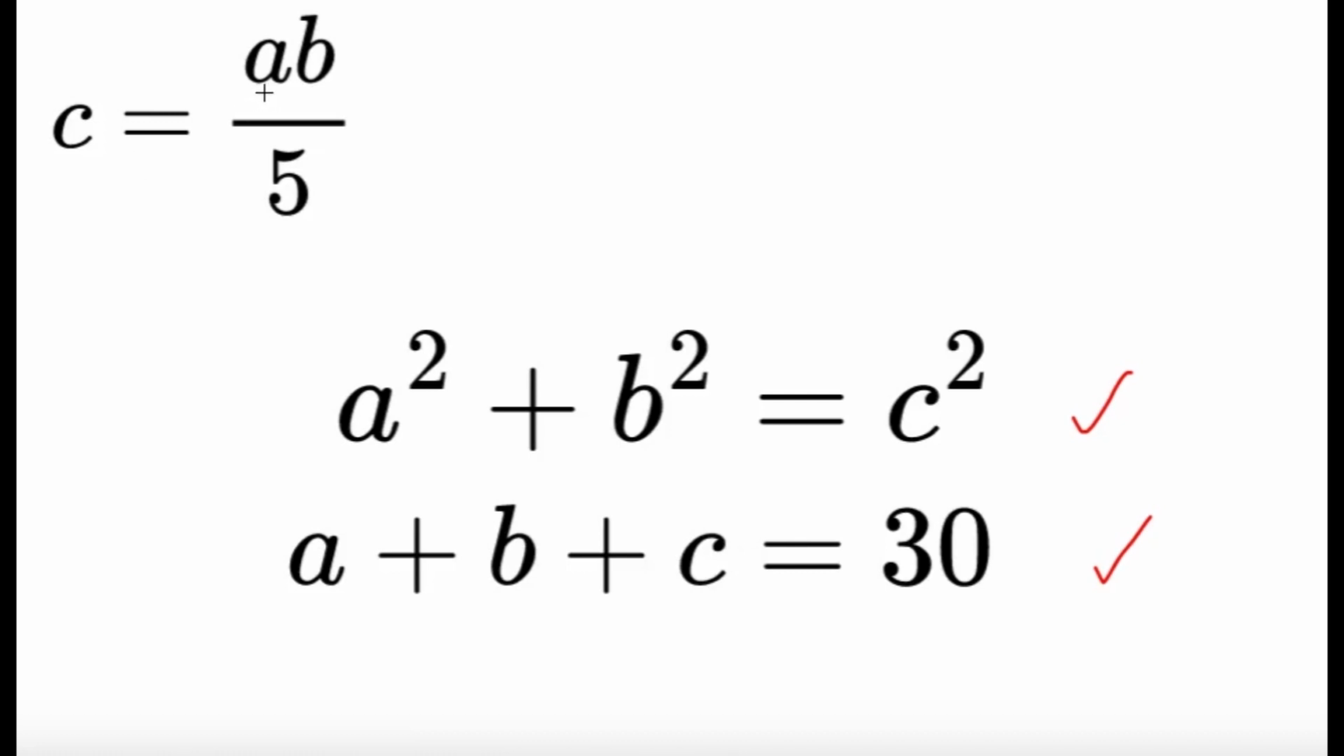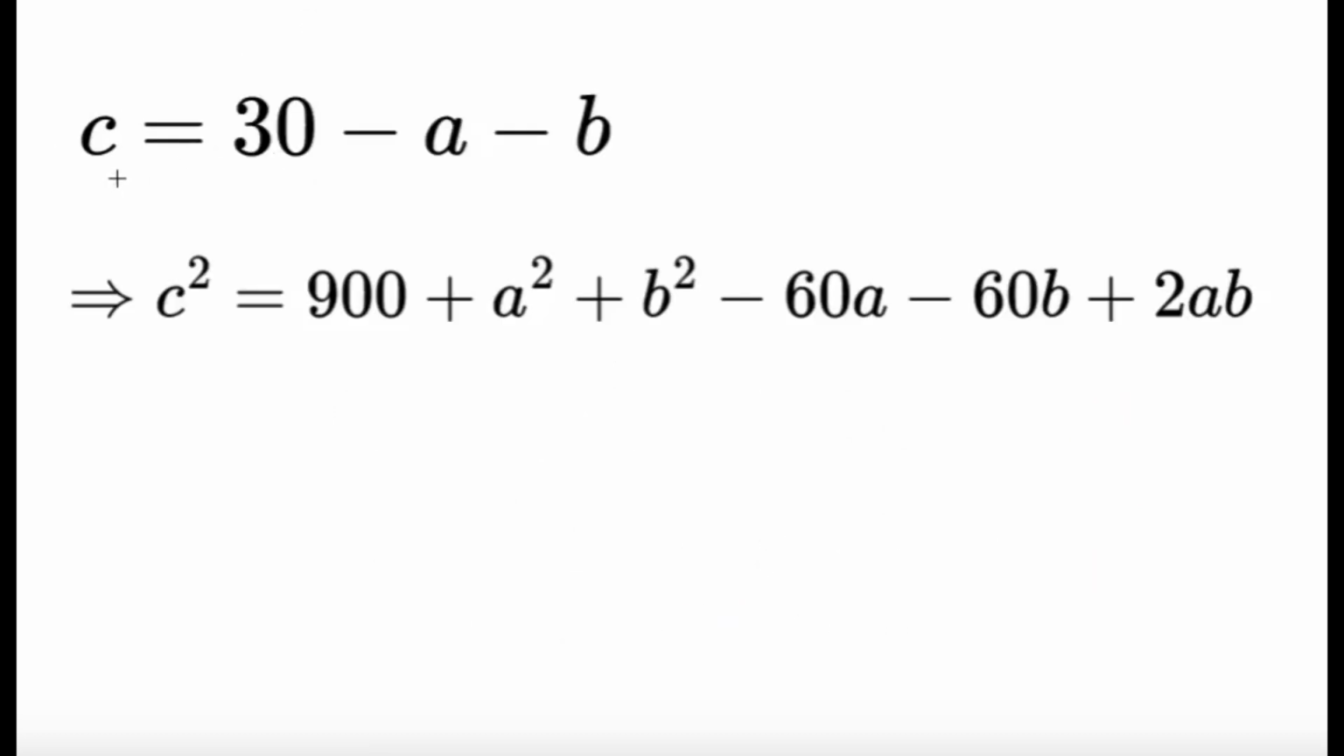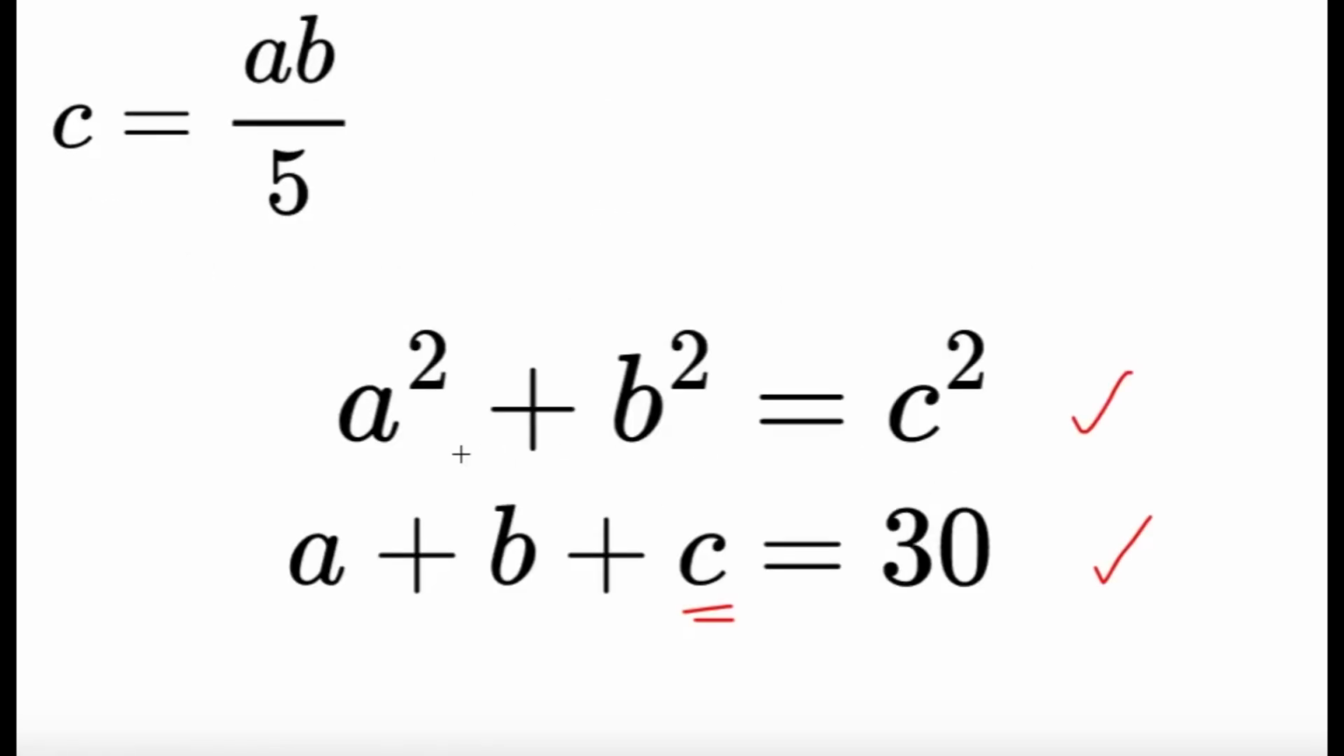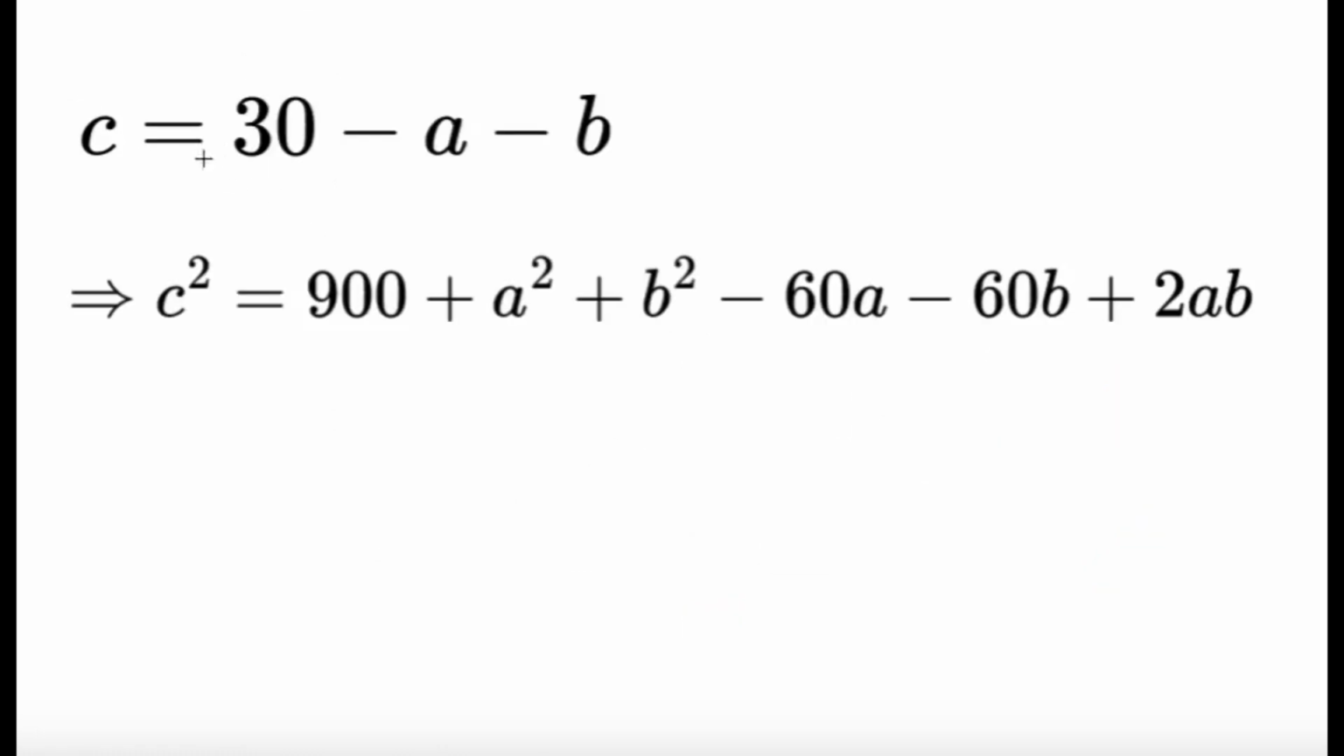Since we know that c equals ab over 5, we can substitute ab over 5 for c, and that's nice because we are able to have an equation in just two variables. So let's try to eliminate c. From the second equation, let's solve for c: c equals 30 minus a minus b. To incorporate this into the first equation, we want c squared to appear, so let's square both sides. This will be the result.